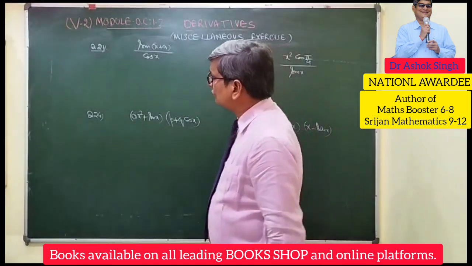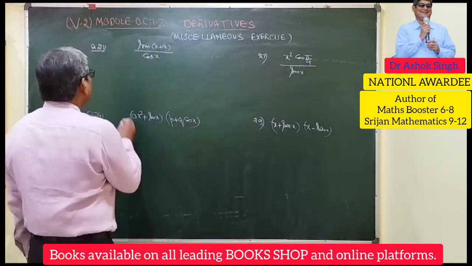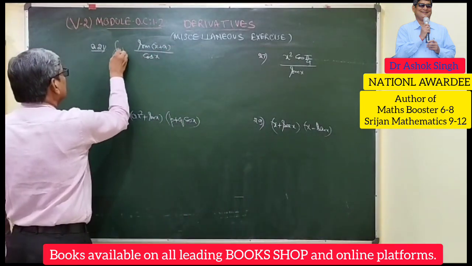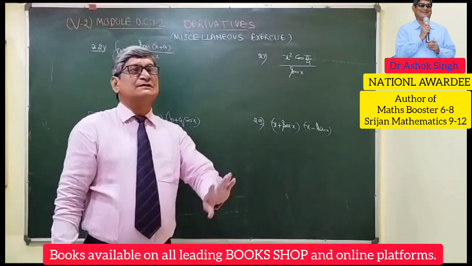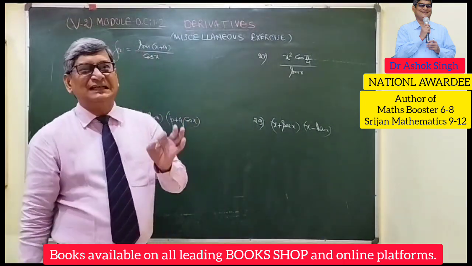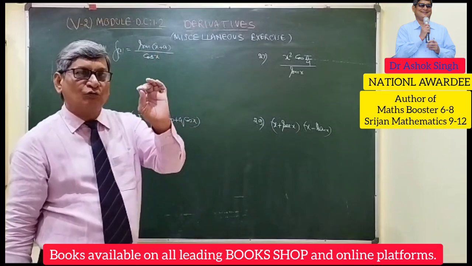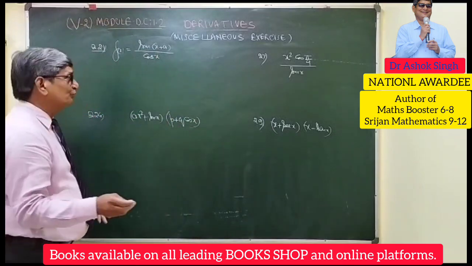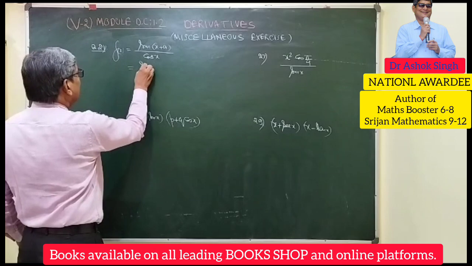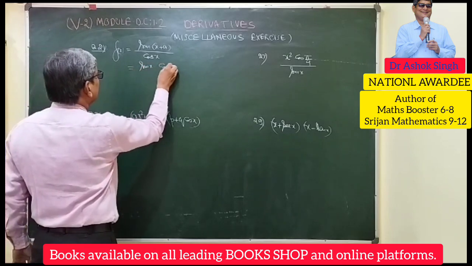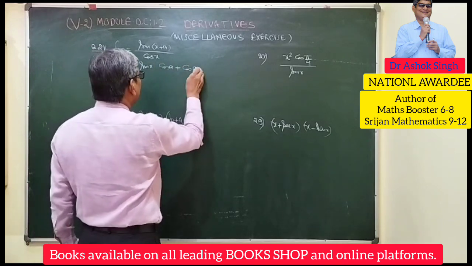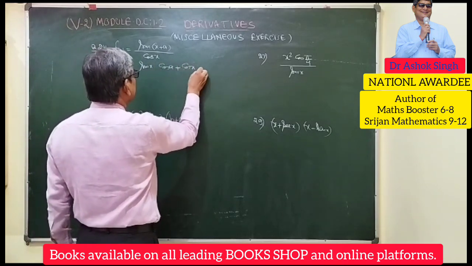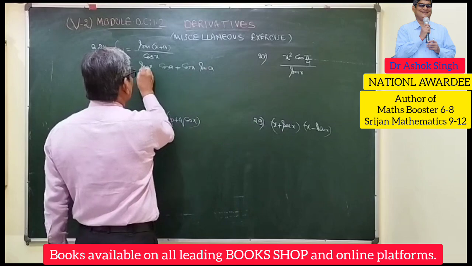See, there is one question, question number 21. f(x) is equal to this much. Though it looks like quotient form, but if you want, you can simplify. Meaning keep your eyes open, mind also. So what actually you are going to have? It is sin(x + a) divided by cos x. The formula you remember.